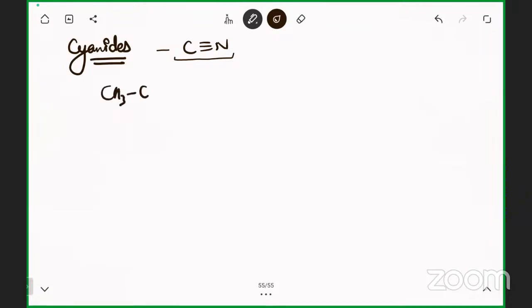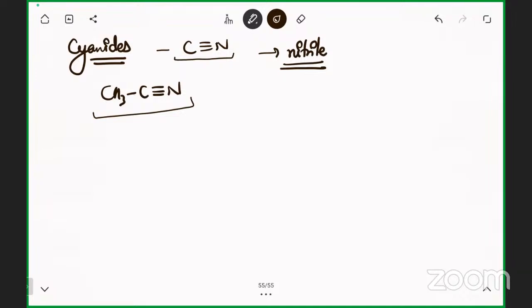CH3C triple bond N. See, now what you will do, you will write the name of carbon, how many carbons are present, and if single bond is present, then you'll mention the ane. If double bond is present, you'll mention the ene. If triple bond is present, you'll mention the ine. The rest thing for CN, we will use nitrile. So I'm doing one example, another example you will do.